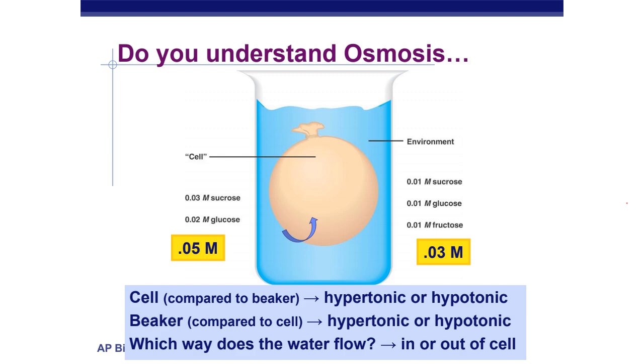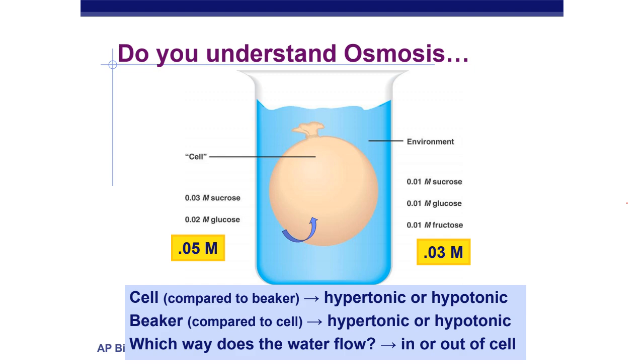Okay, so let's do a quick check on your understanding of osmosis. Pause it for a second. See if you can answer what's going to happen to the water, what's going to happen to the cell, which way things will move, and then we'll talk about your answer. Okay, so hopefully you paused and you tried to answer it yourself. So let's look at the cell compared to the beaker.